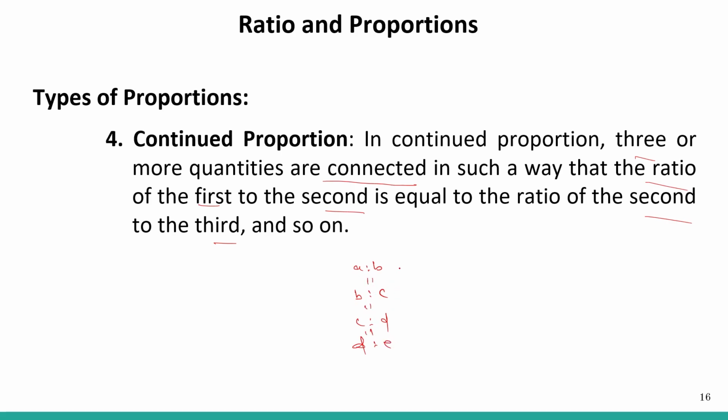There are more than three ratios, and they are connected by being equal: A is to B is equal to B is to C is equal to C is to D is equal to D is to E. So for example, 1 is to 2, 2 is to 4, 4 is to 8, 8 is to 16. Just see, these are all actually equal. So this kind of proportion will be called continued proportion.